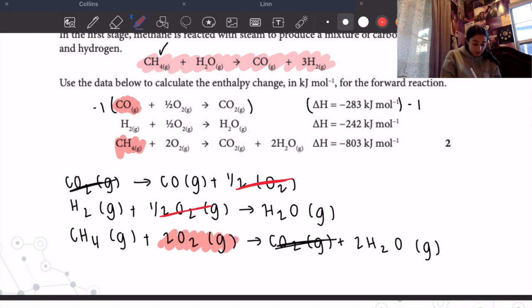But I still have 2 O2s here, and on our overall reaction, we don't have any O2, which means that O2 somehow needs to be canceled out. And I see that I have 1 H2 as a reactant in my second reaction and 3 H2s as a product in my original reaction. So I know that I need to do some sort of manipulation with this second reaction.